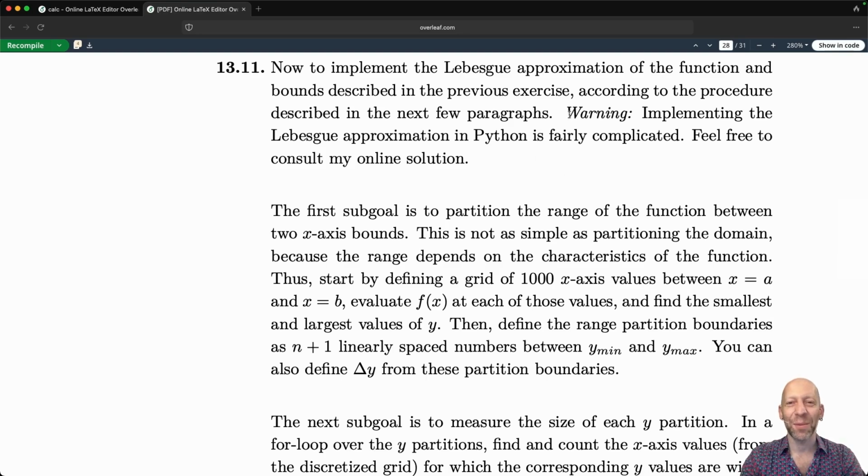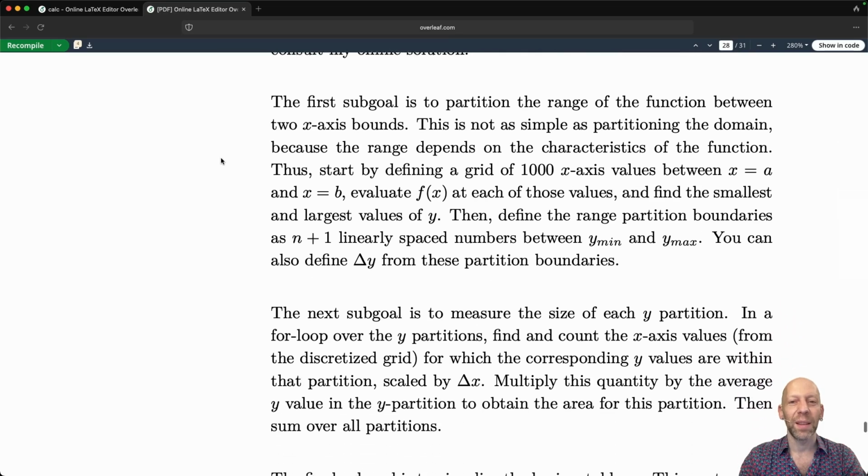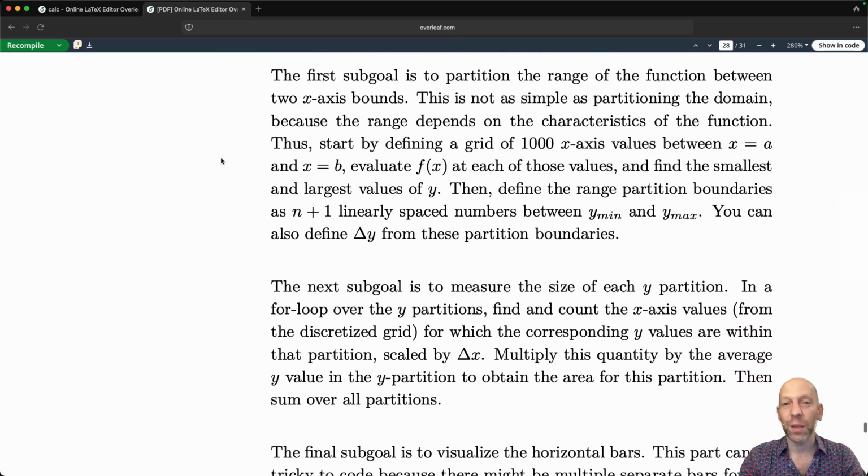Okay, here is just a fair warning that the coding is more difficult for this exercise than is typical for most of the exercises in this book. I break down this approximation method into three sections, three sub-goals. So let me first explain all these, and then I'll switch to code. Okay, so the first sub-goal is to partition the range of the function between the two x bounds.